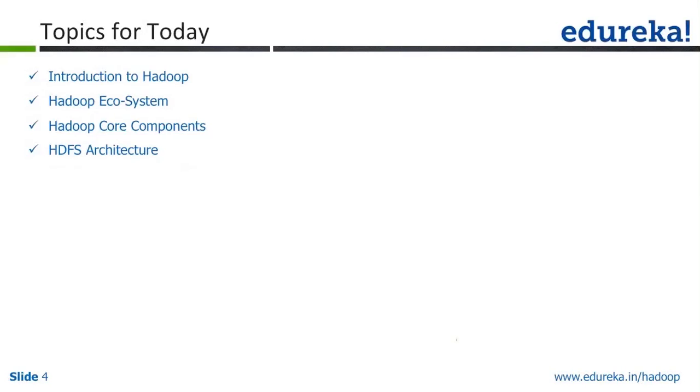So let's look at what we are going to do today. We'll be introducing you to Hadoop. We'll look at the various components in the Hadoop ecosystem. We'll also look at the core components of Hadoop, which are HDFS and MapReduce. We'll go into details of HDFS architecture. We will also understand how the MapReduce job execution works.